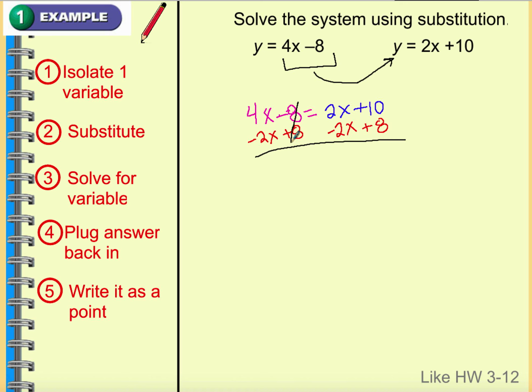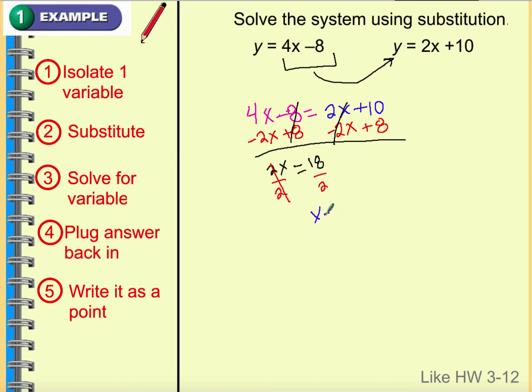Okay, so my 8's make 0, 2 x's make 0 over here, and I'm left with 4x minus 2x, which is 2x, and 10 plus 8, which is 18. All right, so now we just have to solve it for x. We're going to divide both sides by 2 to get that x alone. And now we have x is equal to 9.